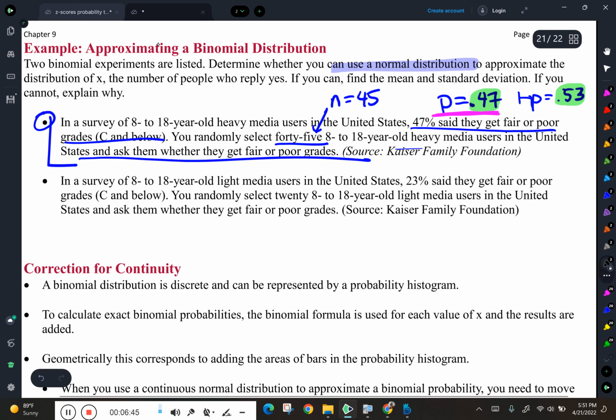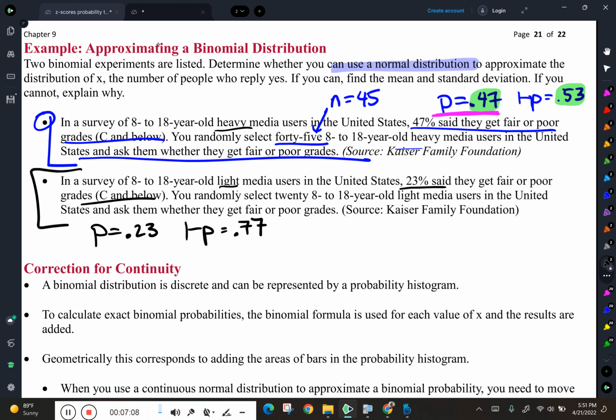All right, let's take a look at the second scenario. In a survey of 8 to 18-year-old light media users, it's not heavy, but light, 23% said they get fair to poor grades. So there we defined our success to be poor grades again, but now we're at 23%, which means that our failure, 1 minus P, is going to be 77%. You randomly select, ooh, I'm only 20. Okay, so I'm worried now. My sample size is small.